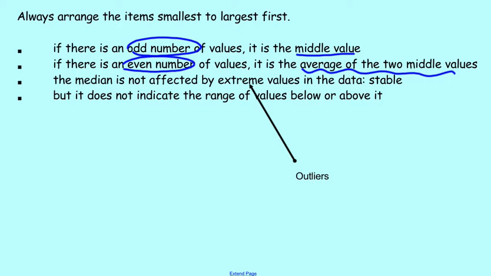The median is not affected by extreme values in the data. So think about that as your outliers, your extreme values. But it does not indicate the range of values below or above it.